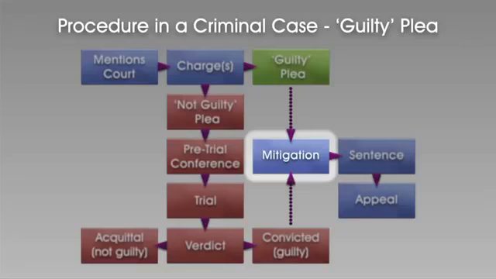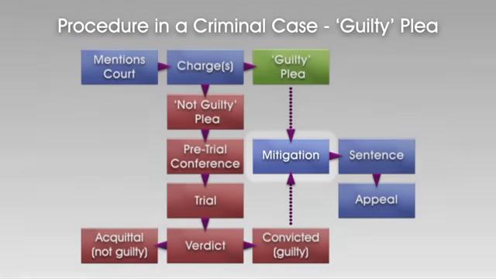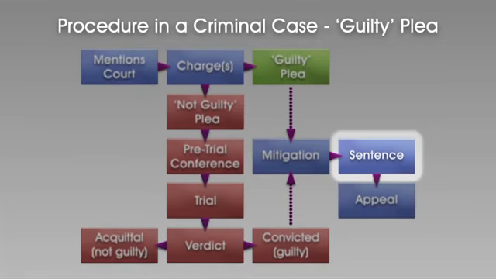You can inform the judge about your personal and family circumstances and the circumstances which led you to commit the offence. You can tell the judge by speaking in open court or by writing a letter of mitigation. Finally, the judge will pass the sentence.